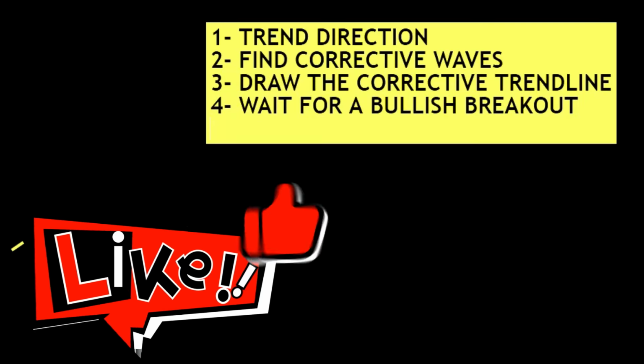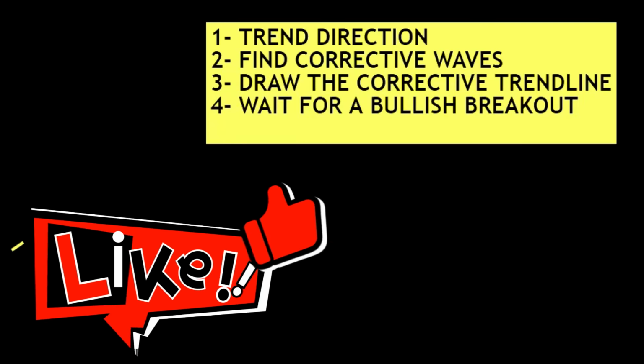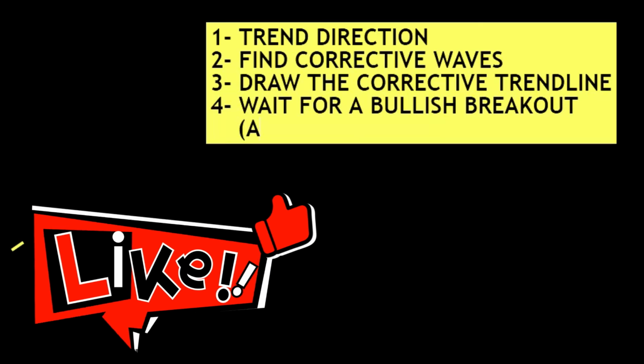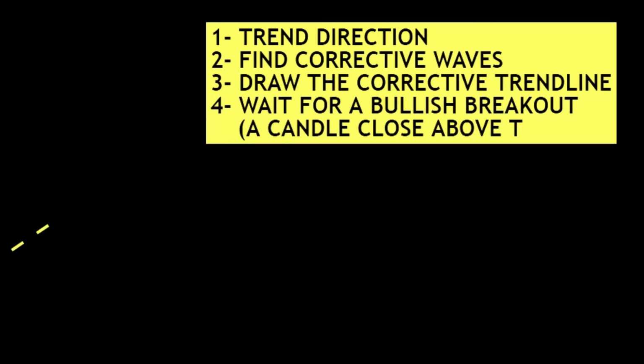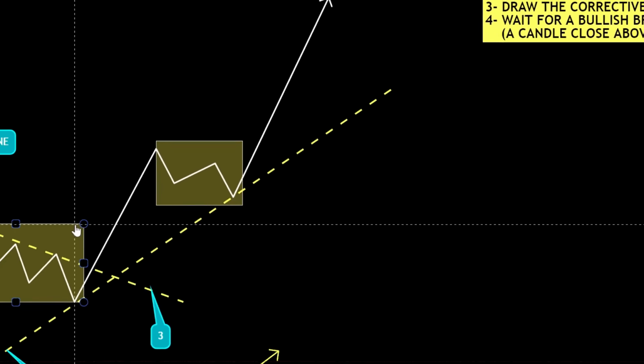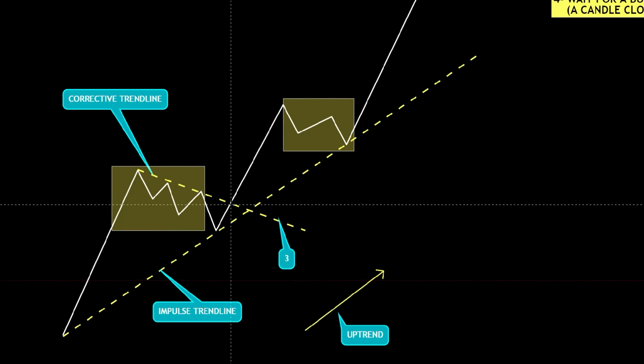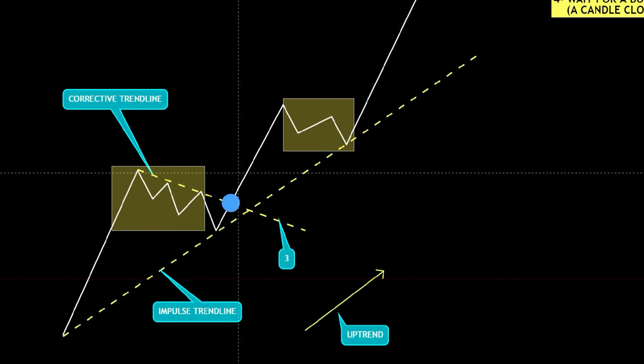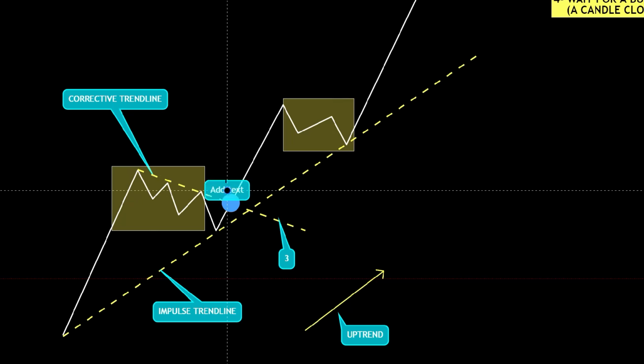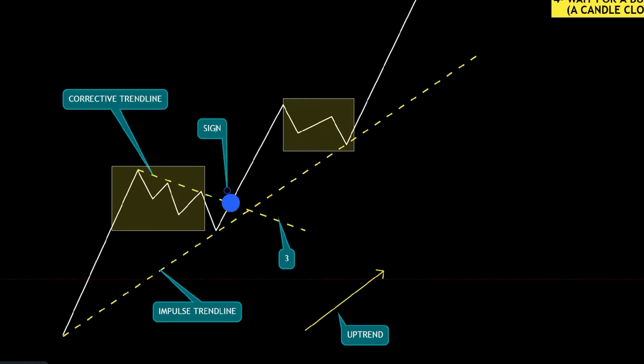We're looking for a bullish breakout. A bullish breakout occurs when the candlestick closes above the corrective trend line. This is crucial. It's not enough for the price to just briefly poke above the line. We need a confirmed close above it. This close confirms that the buyers have overcome the selling pressure and are pushing the price higher again. The closing price of this breakout candlestick becomes our entry point for a long trade. We enter the market at this price, anticipating that the uptrend will continue.